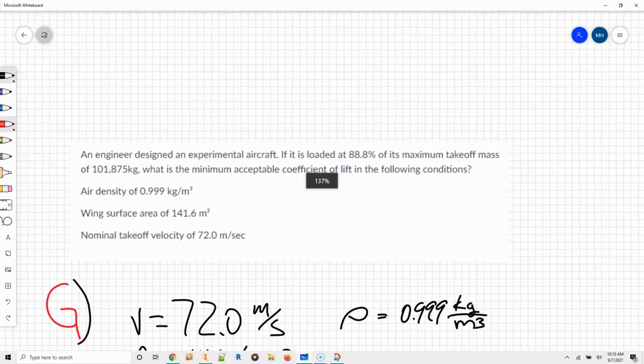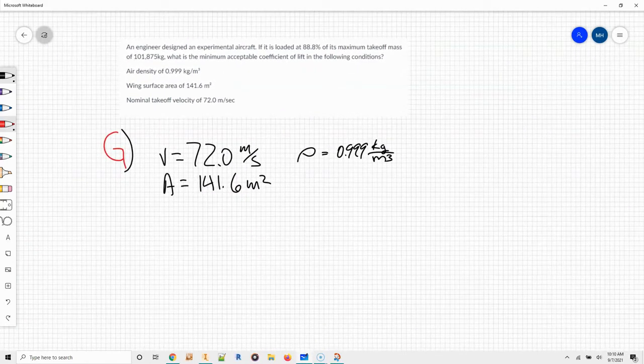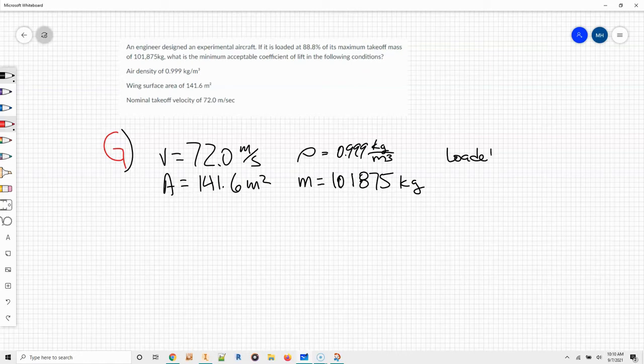Let's go up here and look at this. We also have a mass. So mass equals 101,875 kilograms. Over here, it's loaded at 88.8%. It's an unusual number there. We also need to know that gravity is 9.81 meters per second squared, because we have to get this to turn into a force.